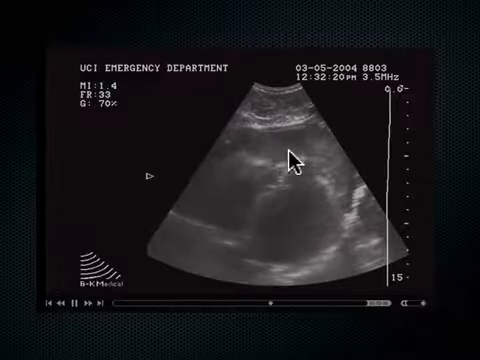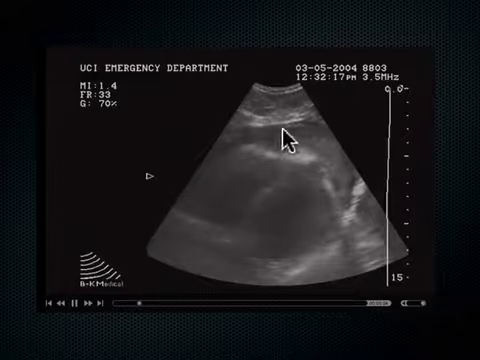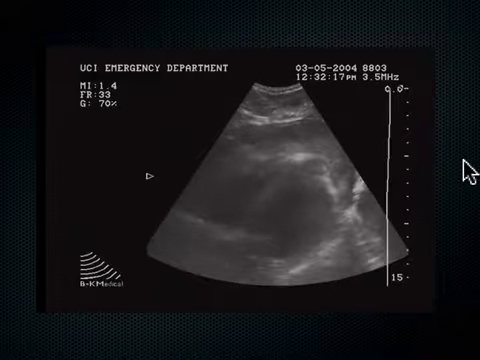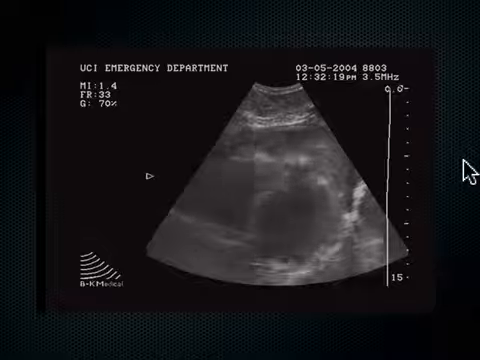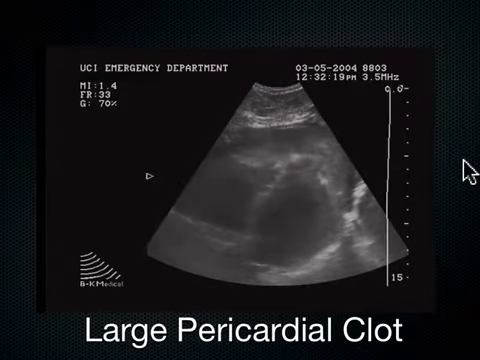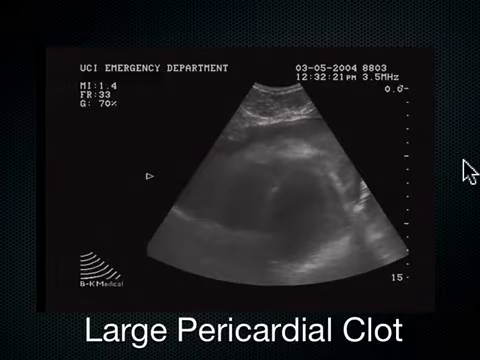Fat moves with the heart. It's heterogenic. Clot is isoechoic. Looks like the liver or the thyroid. What do you think? This is clot. Hard to differentiate the two. And you're going to run across this more than really anything else.